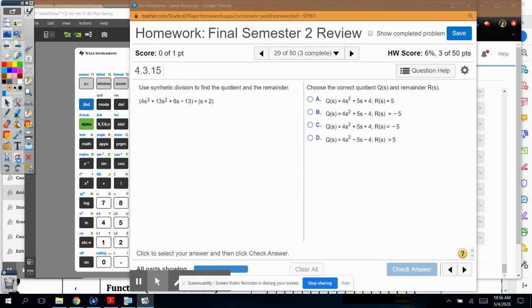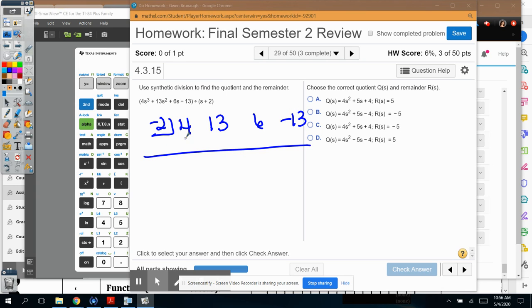All right, this one, let's do synthetic division here. Put negative 2 in the box. You put the opposite of the constant in the box. Coefficients here, 4, 13, 6, negative 13. Make sure everything was 3, 2, 1, 0, okay?